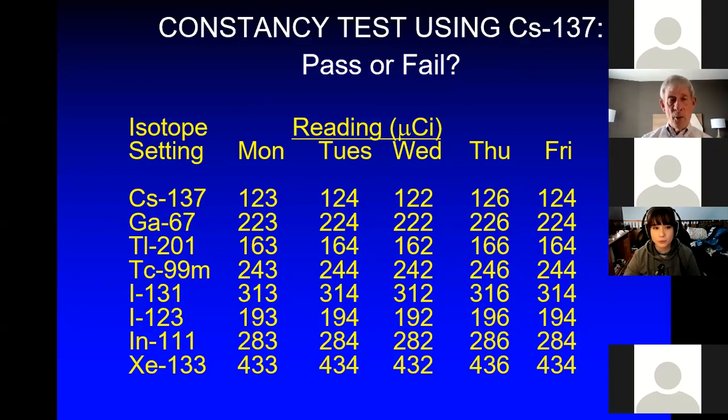Now, some departments choose Wednesday as the standard. They compare Monday, Tuesday, Thursday, Friday to Wednesday. It doesn't matter. If Monday to Friday are not within 10%, it's still a fail. So all of those readings have to be within 10%. Okay, good.